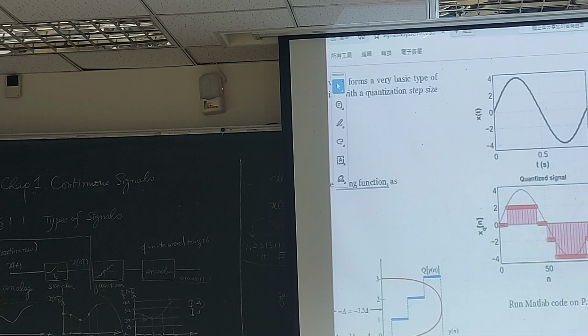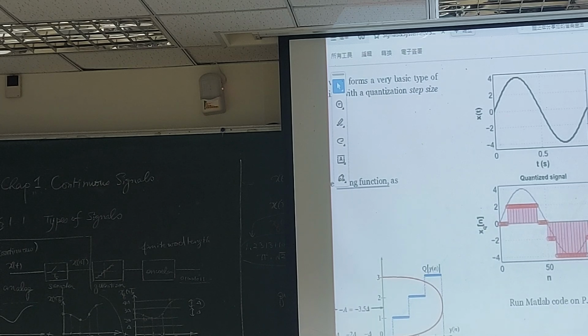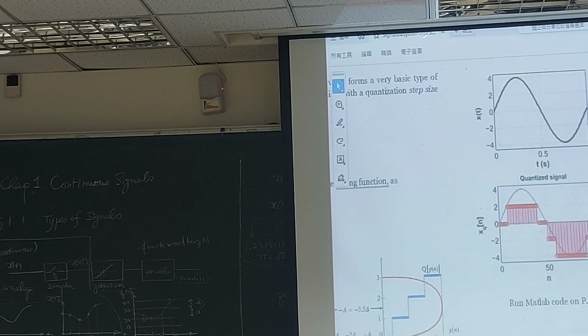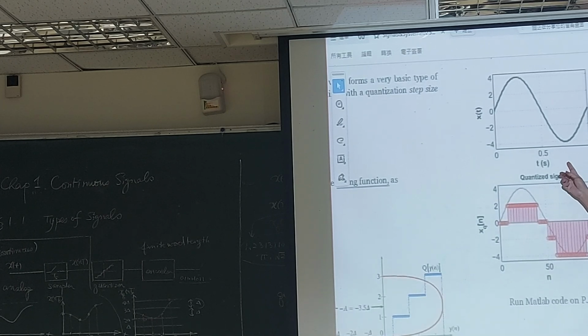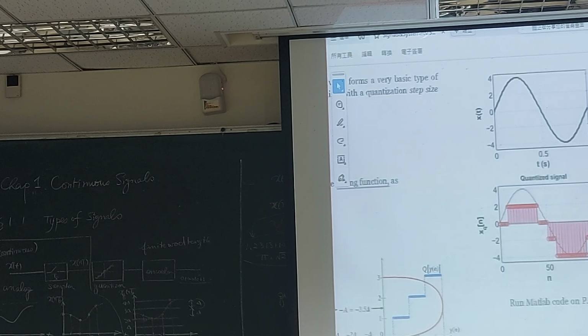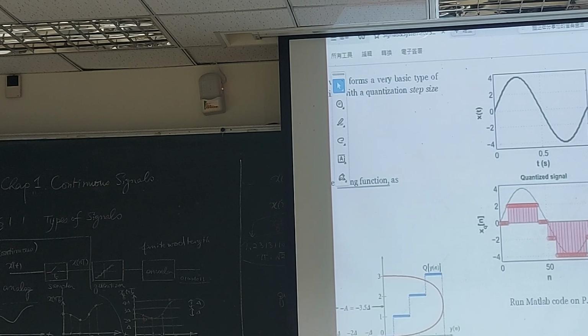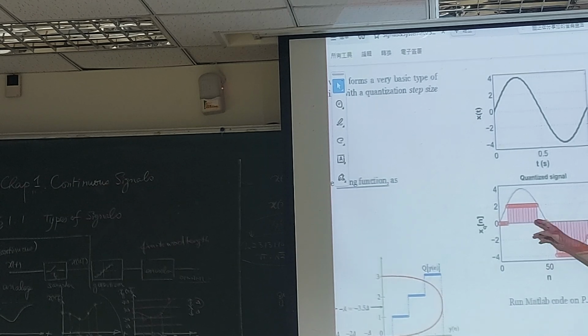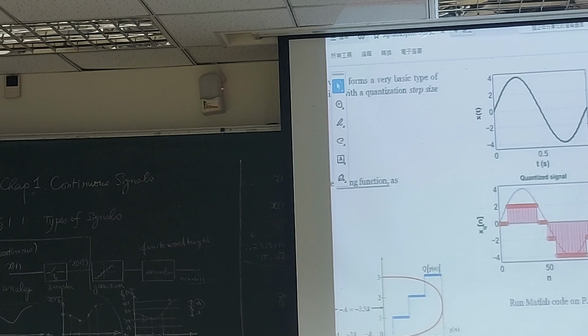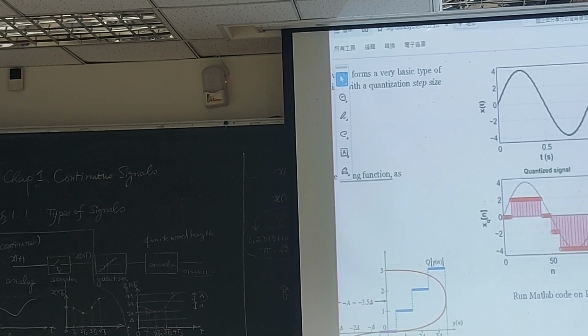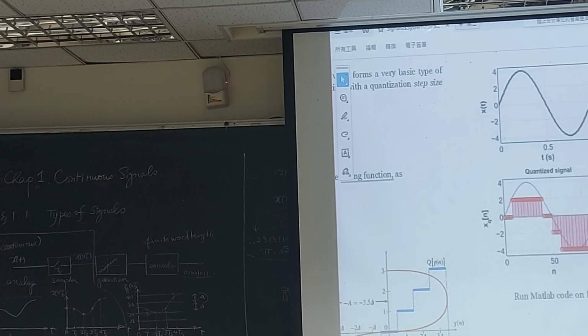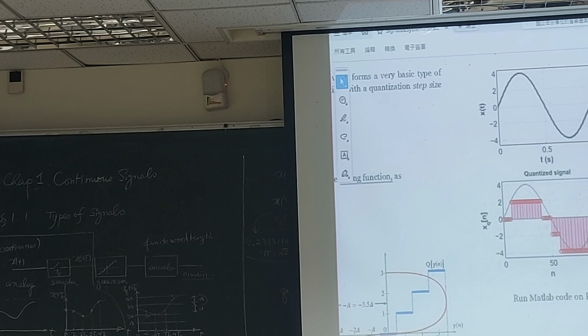Your output will be those four figures, okay? You are going to generate a continuous signal, okay? Because the time interval is very small. And then you are going to sample the signal. And then quantize the sampled signal. And then show you the error between the quantized signal and the analog signal, the original signal.